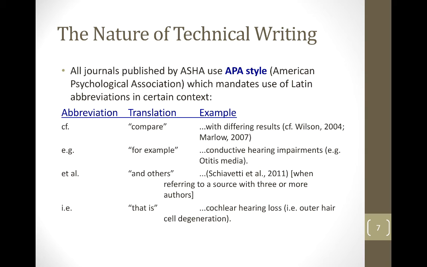Et al. You'll see at the end of some references when there are more than 3 authors. So the first 3 authors and others, and other authors. And IE is that is. Cochlear hearing loss, that is outer hair cell degeneration. Those are important to note because you'll see them in your reading, and it helps with understanding if you have those abbreviations down.